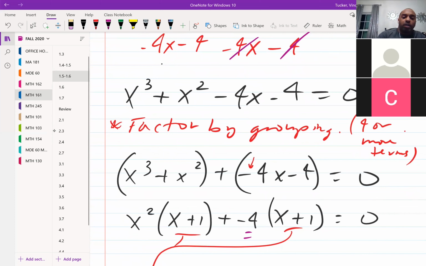So notice what we did here. We factored out our greatest common factor out of each. So in the first set of parentheses, we factored out x squared. Second set of parentheses, we factored out negative 4.